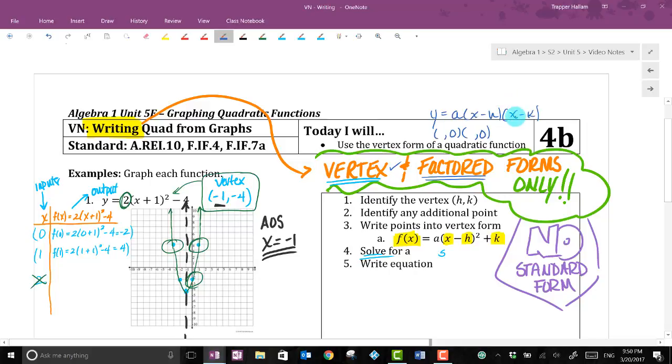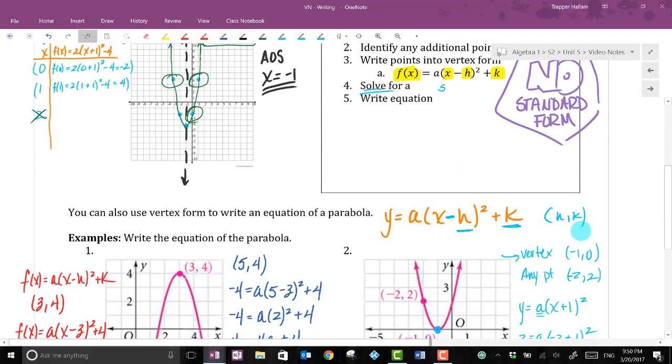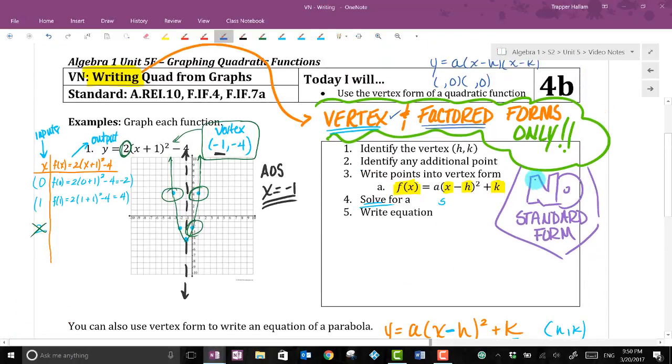It's not the vertex. Don't use h and k as vertex. I'd probably call it b and c or something. But you can also do the same thing. I'm not going to show you that, but you can work with factored form. Notice, though, you cannot write in standard form. You can't write an equation for standard form, okay? That's the key. So make that note somewhere. You can't write in standard form.